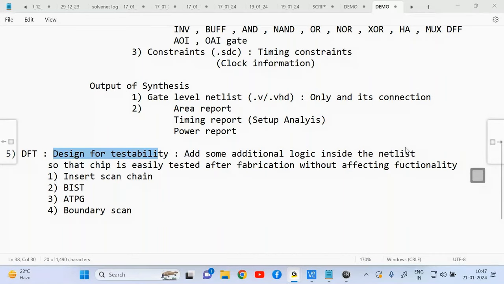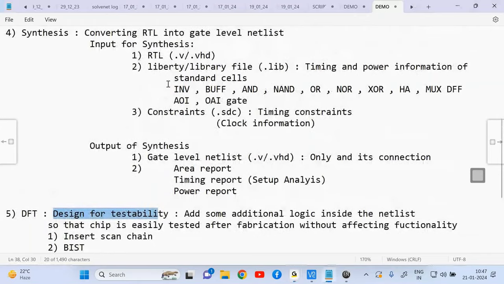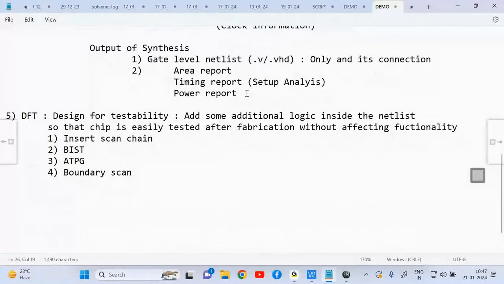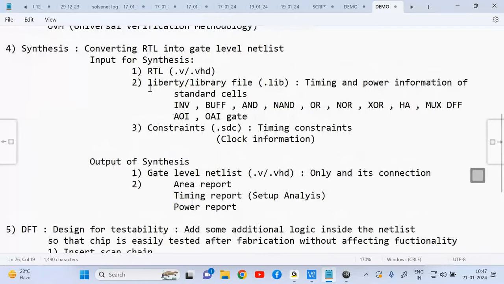These reports, my tool will create by taking the information from the Liberty file. How much power each cell is going to consume, it's present in which file? Liberty file. By taking the information from the Liberty file, my tool will generate the area report, timing report, and power report. For that reason we give the Liberty file as input. The Liberty file has timing and power information.